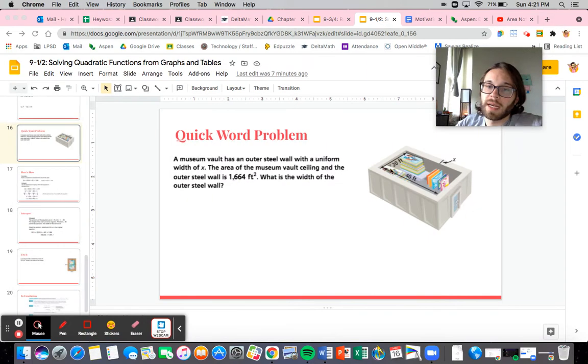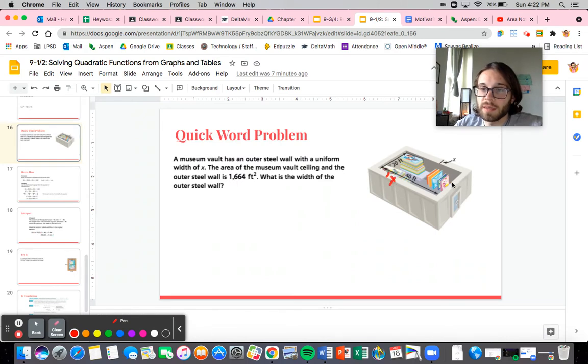We know over here is x, right? So if that's x, this is x. If this is x, we know this is also x because it tells us it's uniform. So it's x and x. That would essentially mean I would have 2x plus 40 times 2x plus 20. And we know if we multiply these together, it has to equal this number.